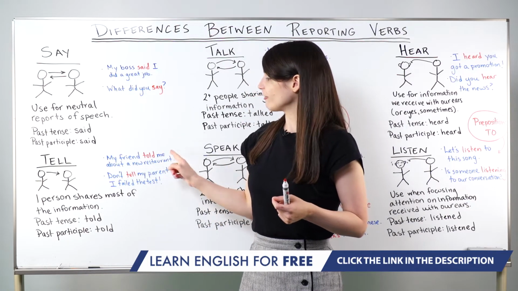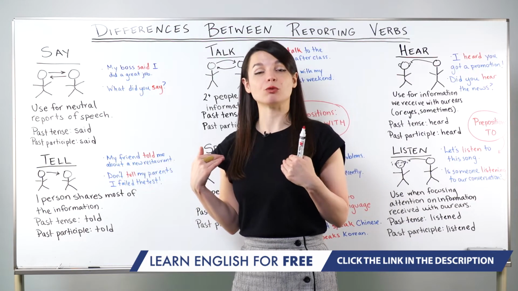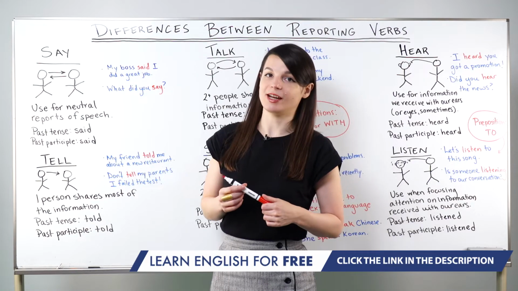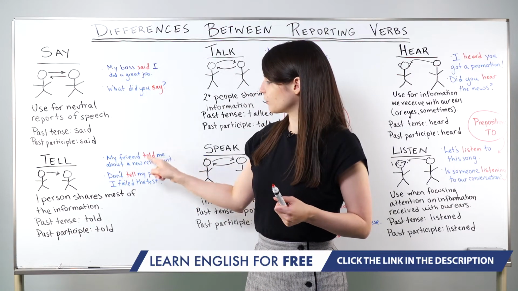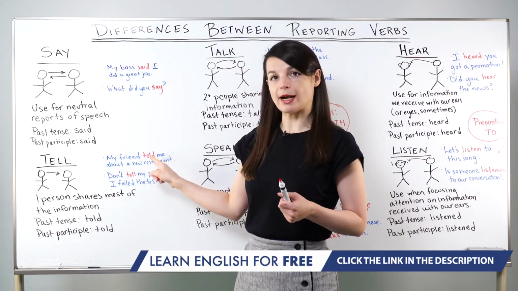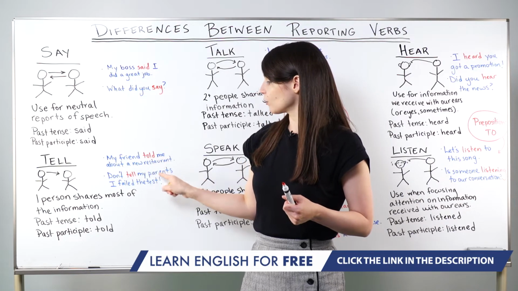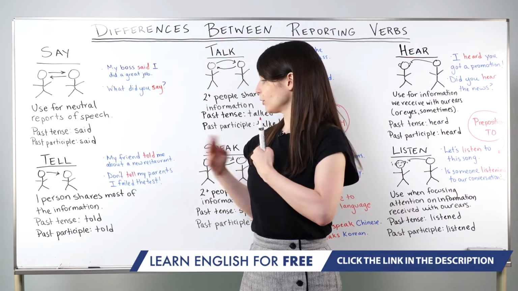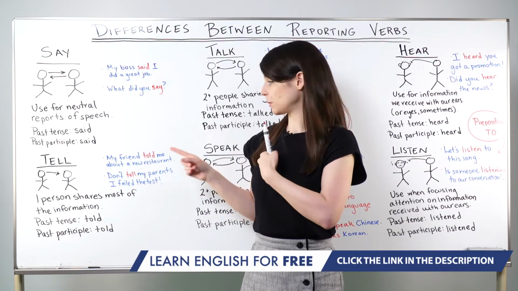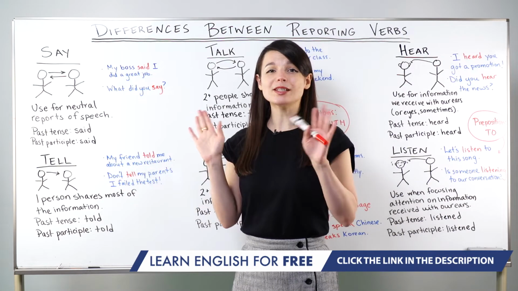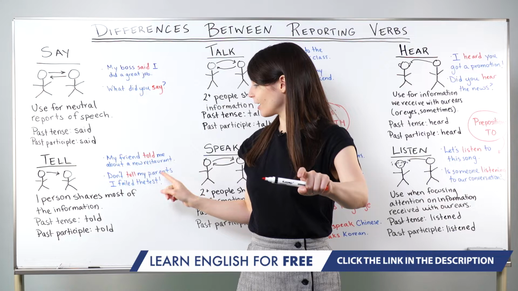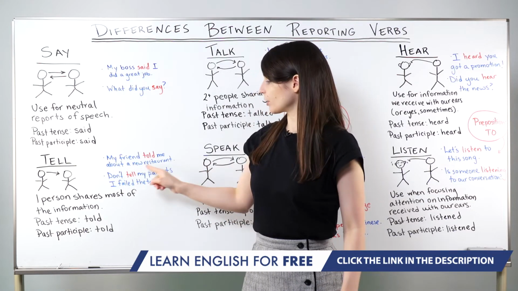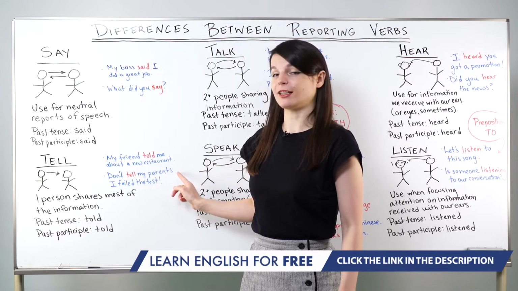For example, my friend told me about a new restaurant. Or, don't tell my parents I failed the test. You'll notice in both of these, we follow the verb tell, or past tense told, with the person receiving the information. So my friend told me about a new restaurant. I received the information, me. Here, don't tell my parents about the fact that I failed the test. Don't tell my parents I failed the test. So this is the person receiving the information in this case.